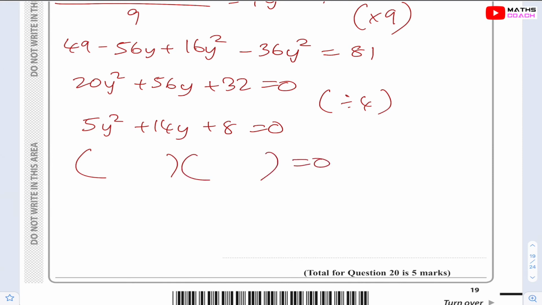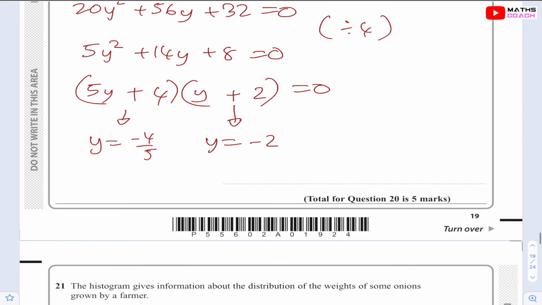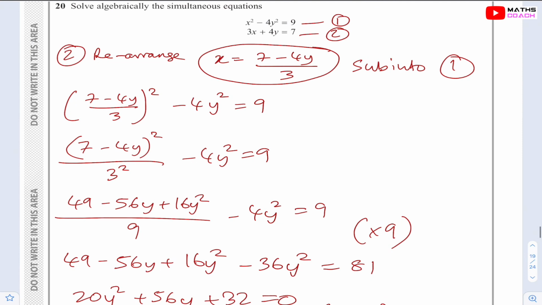And now we will factorize this. Double bracket here, we get 5y, to make 8 we get 2, and we can have a 4 there. Again, if you need help on factorizing quadratics like this, go and check out the video on the channel. Right, so from this bracket, we get y is equal to minus 4 over 5. And from this bracket, we get y is equal to minus 2. So those are the two values of y that we can have. Subsequently now, all we need to do is find the value of x. So if we go back up here, we can use this to find the value of x by subbing in the y values directly.